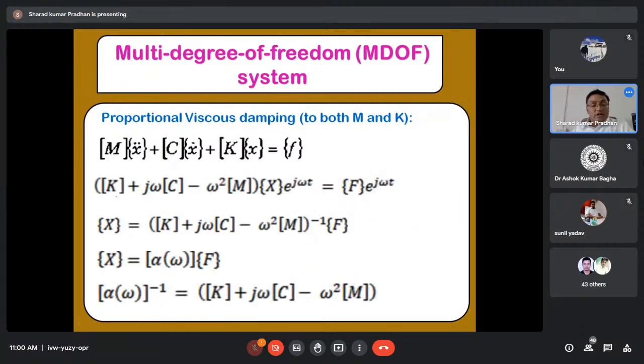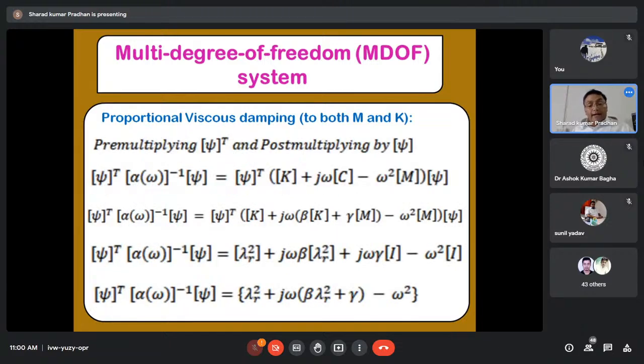And once we do this, manipulations are required, and you are going to get this alpha inverse equal to this. If you correlate this with single degree of freedom, a small k is replaced by capital K, a small c is replaced by capital C, and a small m is replaced by capital M, meaning matrix M, matrix C, matrix K. Other things are exactly the same, no change. These are the FRFs, receptance FRFs, displacement FRFs for a multi-degree of freedom system with viscous damping. That's it.